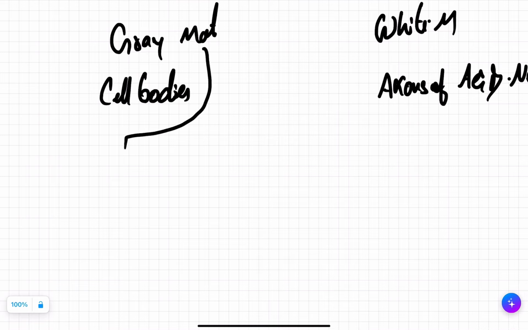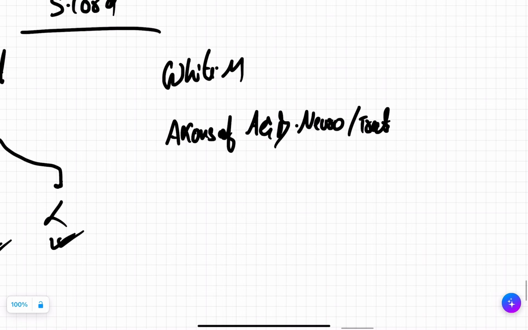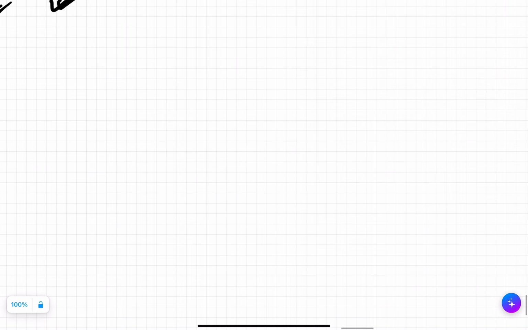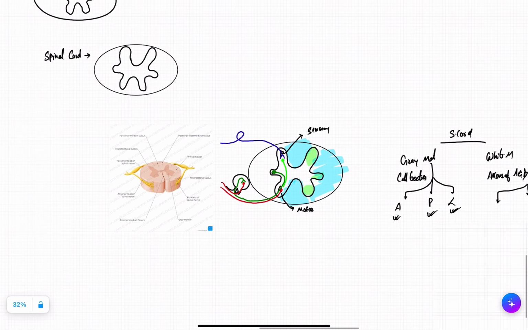Now this gray matter is divided into three horns: anterior horn, posterior horn, and the lateral horn. Anterior horn is the motor horn, posterior horn is your sensory horn, and lateral is for the sympathetic nervous system. Now if we talk about the white matter, this is also divided into anterior column, posterior column, and the lateral column. Got it? Now let's talk about each and every horn separately.